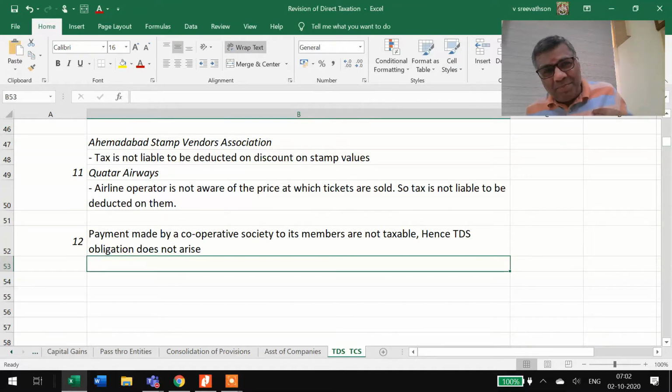I am a member of a cooperative bank. I deposit my money in the bank. I have deposited money in that particular bank.